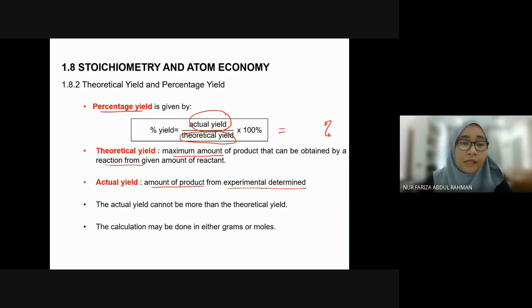The actual yield cannot be more, so definitely it cannot be more than the theoretical yield. That is one of the indications that tell us that if you got your actual yield more than the theoretical yield, that means your calculation is wrong somewhere. The calculation may be done in either grams or moles. The unit can be in grams or moles.